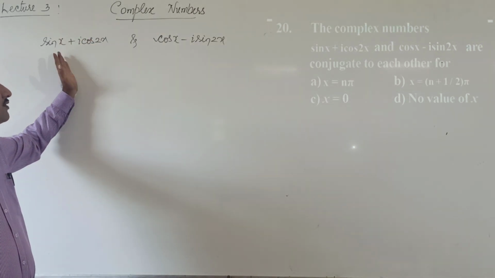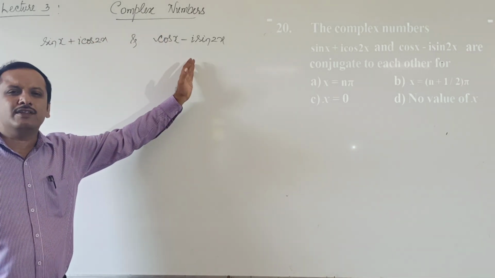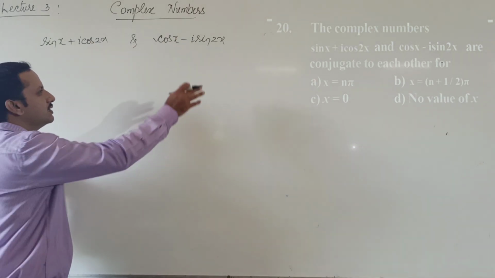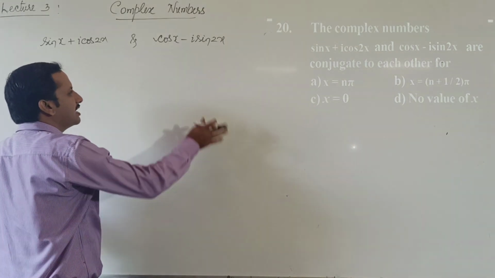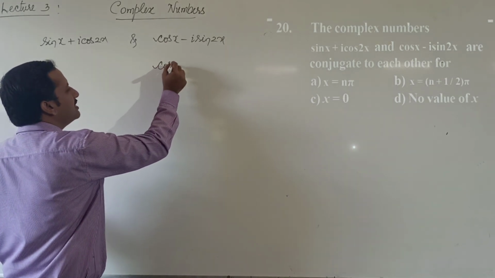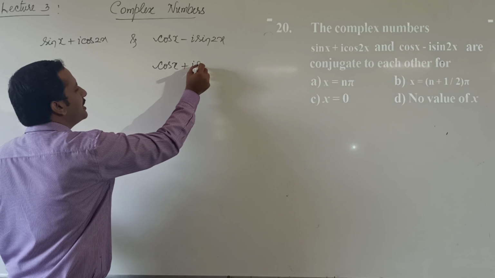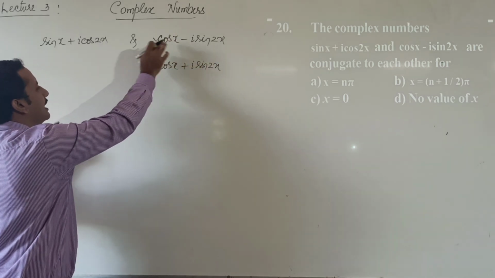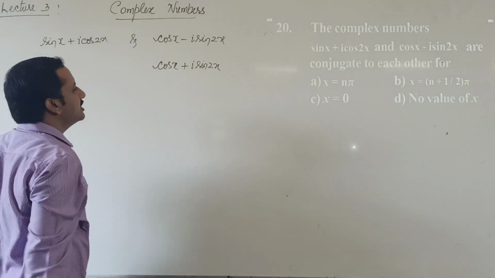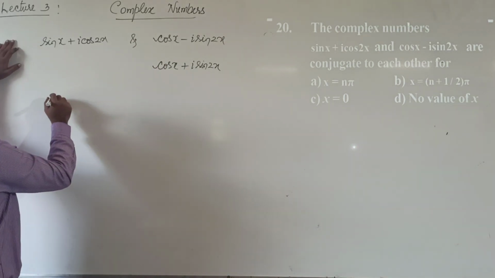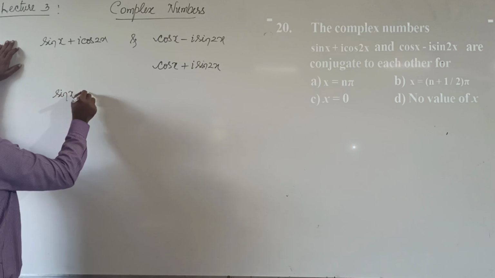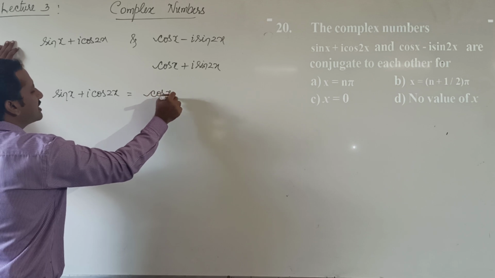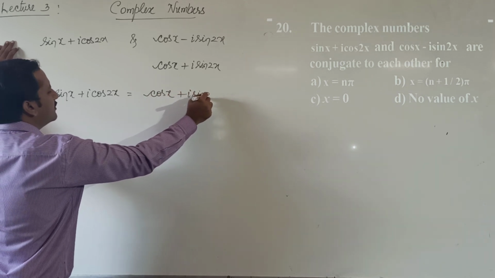The conjugate of the first complex number is equal to the second, and the conjugate of the second is equal to the first. So I will take the conjugate of this. Conjugate of a plus ib is a minus ib, so the conjugate of a minus ib is a plus ib. Cos x plus i sin 2x. This is the conjugate of this one. Given that these two are conjugates of each other, this complex number must be equal to this. So I can write sin x plus i cos 2x is equal to cos x plus i sin 2x.